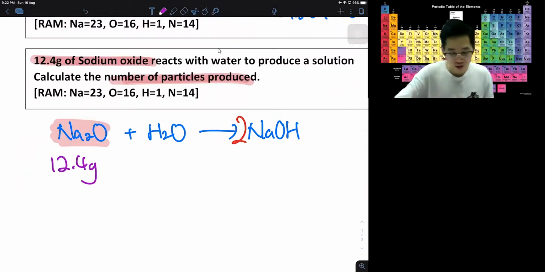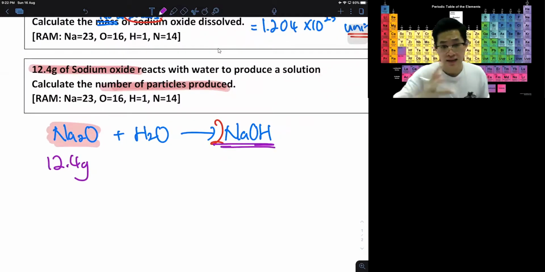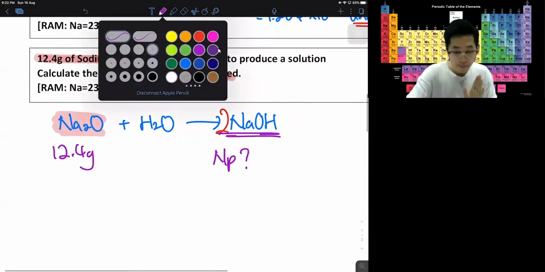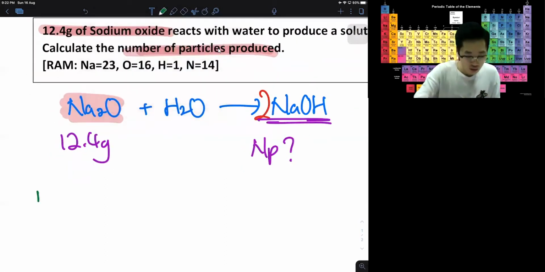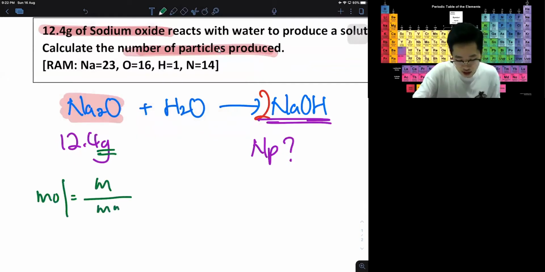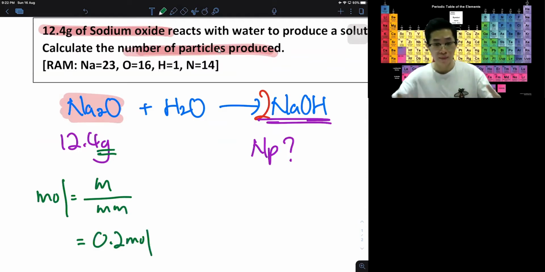12.4 gram of Na2O. They want me to find the product, number of particles. Same, the steps are the same. First thing, number of mole. So mole equals to mass over molar mass. You get 0.2 mole, done.